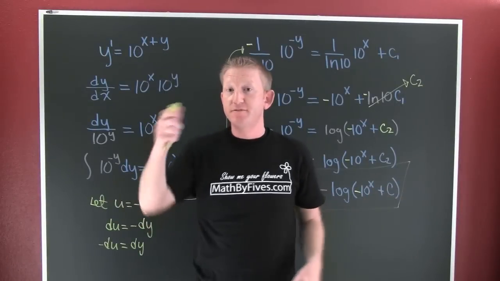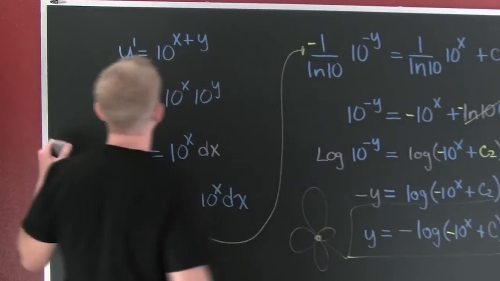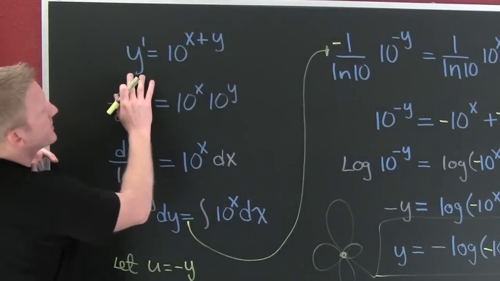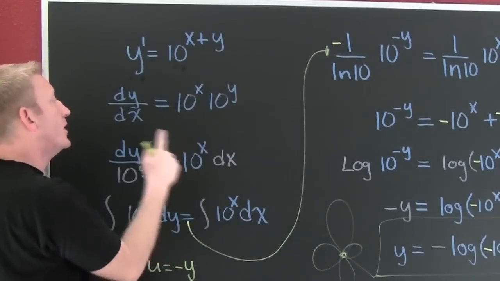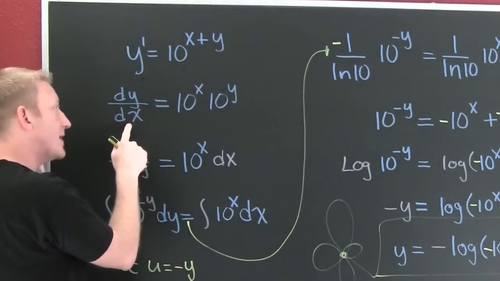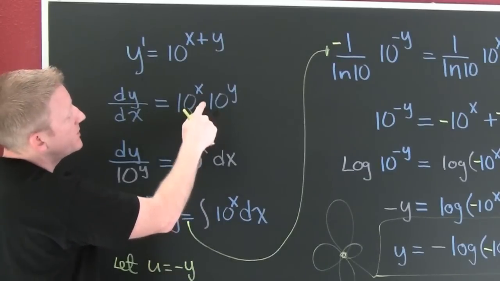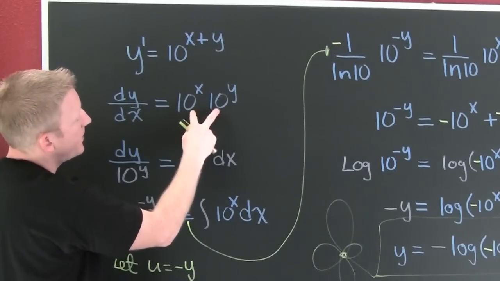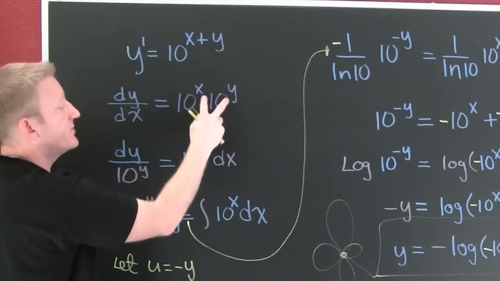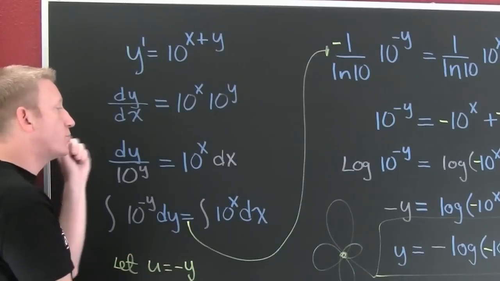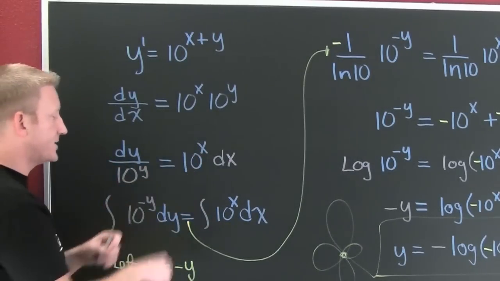Here's our first example of solving these separable differential equations. I'm presented with this: y prime is equal to 10 to the x plus y. What do I want to do? I want to first change to Leibniz notation, and then separate this into a product. Here you have the same bases and you're multiplying, so you can add the exponents, or vice versa. Now what do I want to do? I'm going to separate my differential and get my y's on one side and my x's on the other.